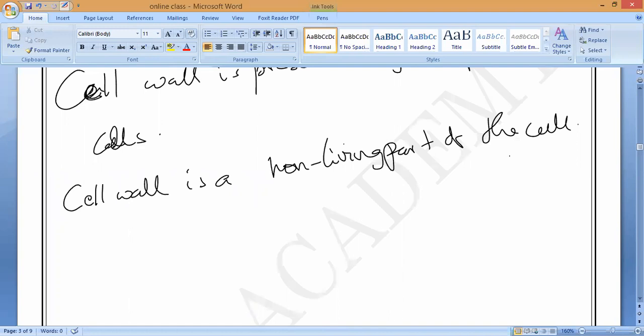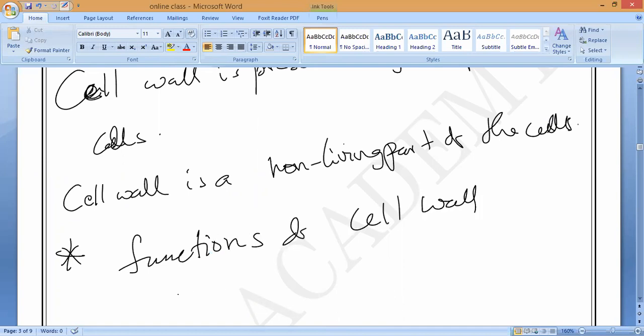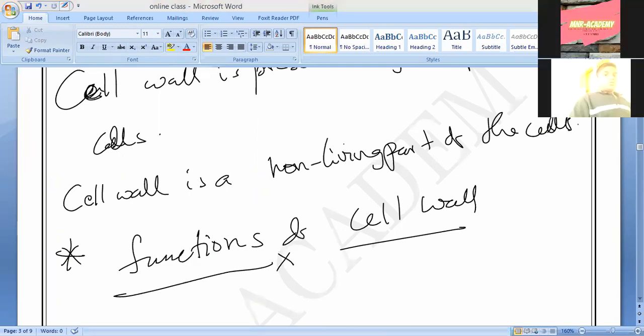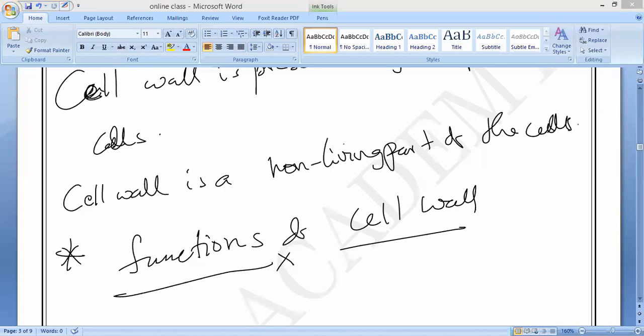Now I am asking you, what are the two functions of the cell wall? Give protection to the plant cell. Functions of the cell wall, very, very important. What are the functions? First, it will give shape to the cell. The cell wall is made up of a tough material called cellulose. The cell wall gives shape and support to the plant cell.